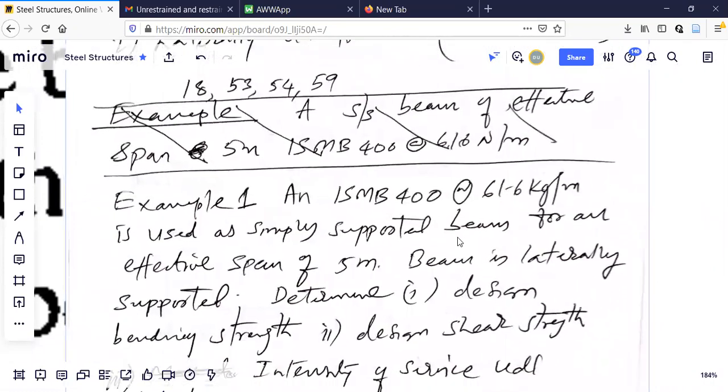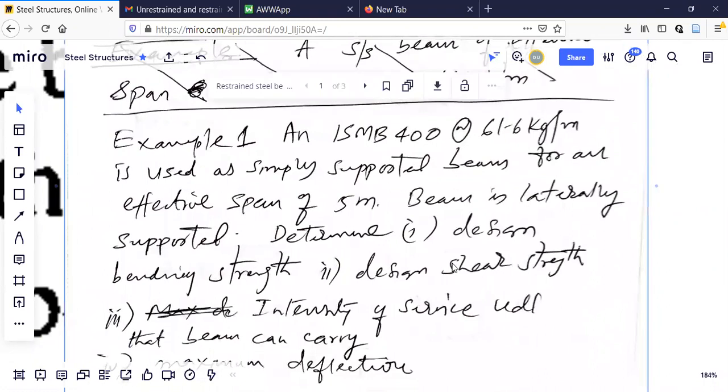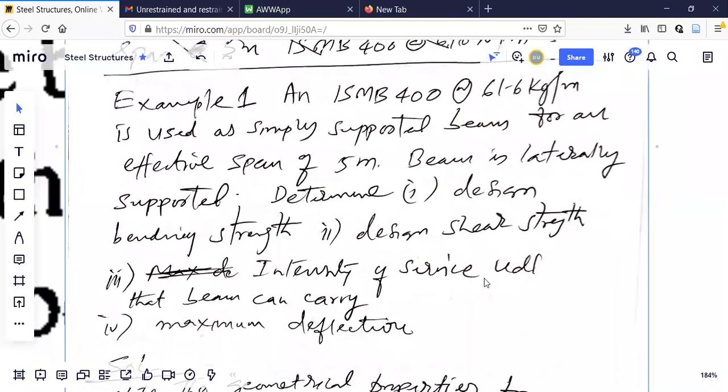See this one, the problem definition. You read it, and see what is to be calculated. Example 1: ISMB 400 at 61.6 kilogram per meter. If you open the specific page, you'll get all the geometrical properties related to this section. It is used as a simply supported beam for an effective span of 5 meters. The beam is laterally supported. It is restrained. Determine the design bending strength, design shear strength, intensity of service UDL, and maximum deflection.